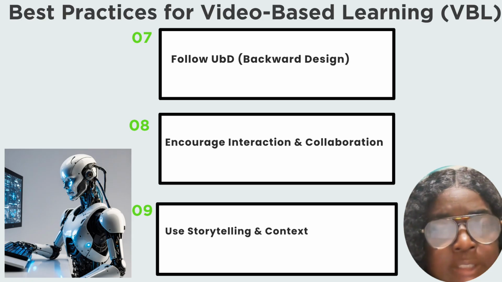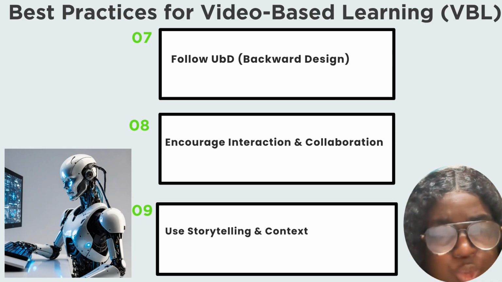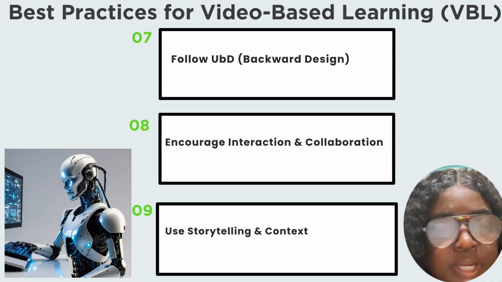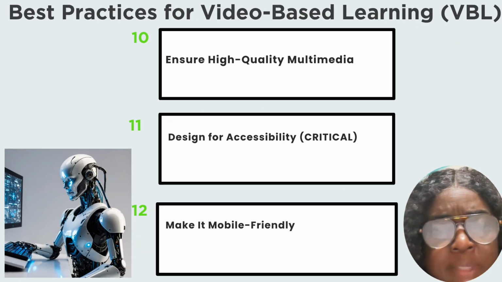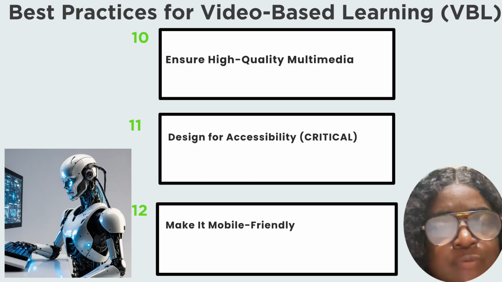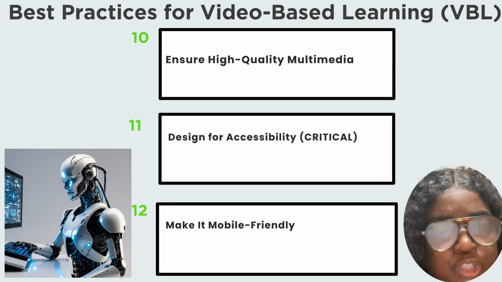Next, use storytelling and context. Present content in scenarios or real-life situations. Make learning more engaging and more memorable. Next, ensure high-quality multimedia: clear audio, clear visuals, and easy-to-read text. Poor quality equals reduced engagement. Next, design for accessibility. Include captions, transcripts, audio descriptions, or readable visuals. Accessibility benefits all learners, not just those with disabilities.